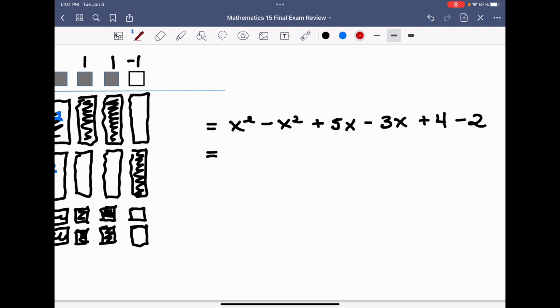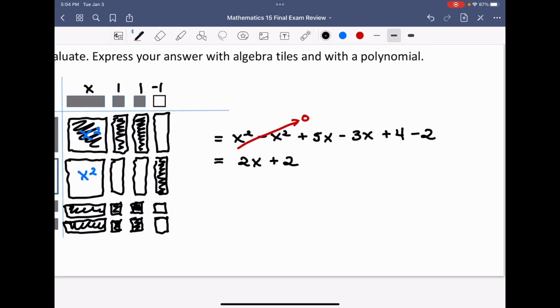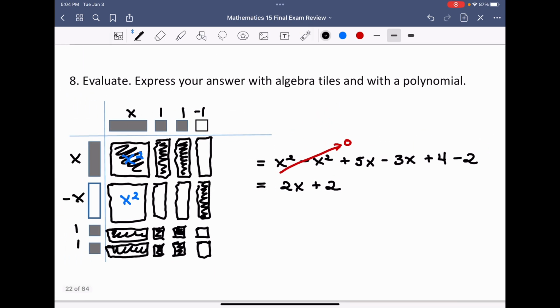X squared minus x squared, those go away. These eliminate down to 0. They're the same thing, so we have no x squareds. 5x minus 3x is 2x. 4 minus 2 is equal to positive 2. So our reduced polynomial in this case is equal to 2x plus 2, and that represents this polynomial coming together here.